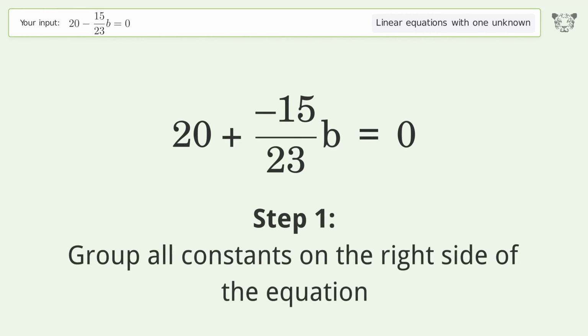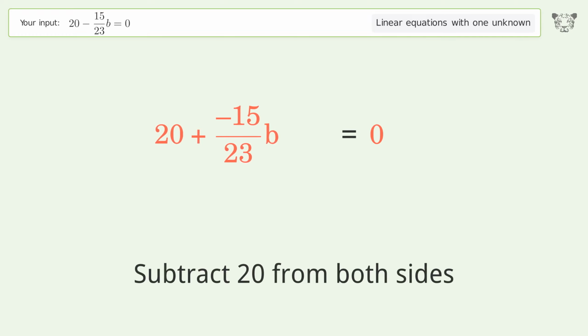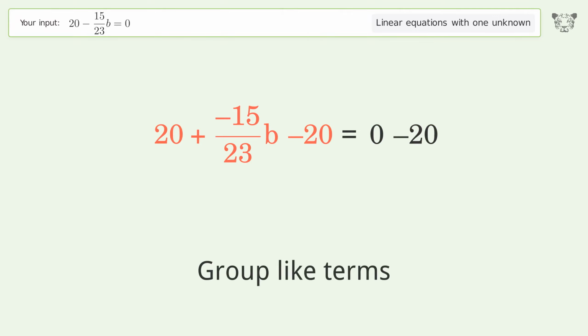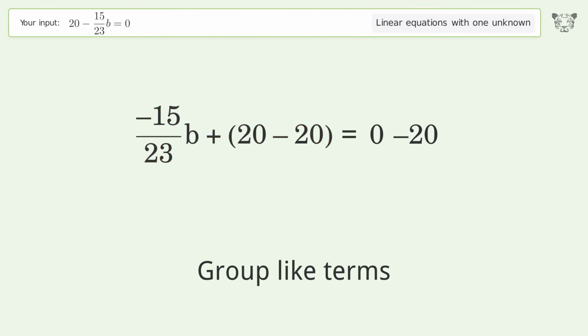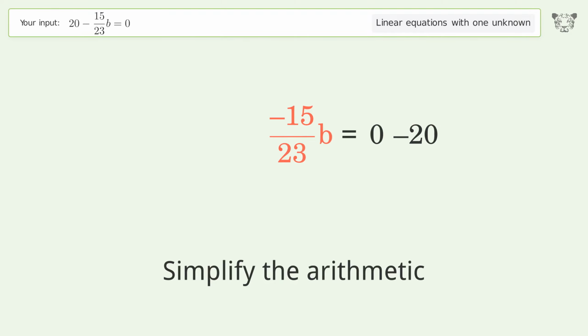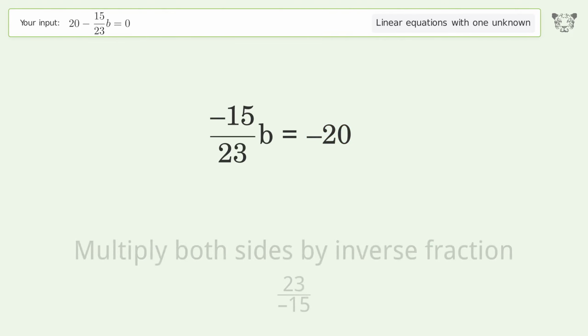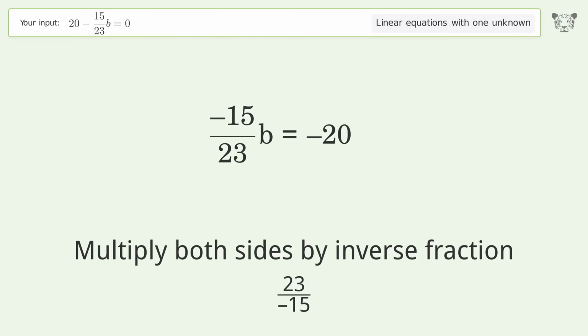Group all constants on the right side of the equation. Subtract 20 from both sides. Group like terms. Simplify the arithmetic. Isolate the b. Multiply both sides by the inverse fraction 23/-15.